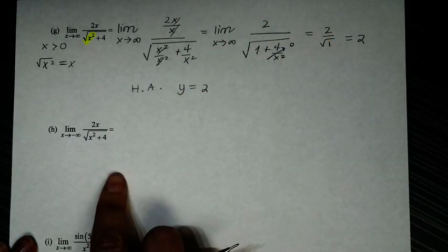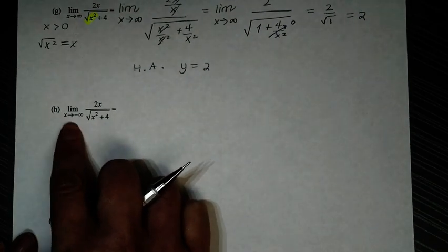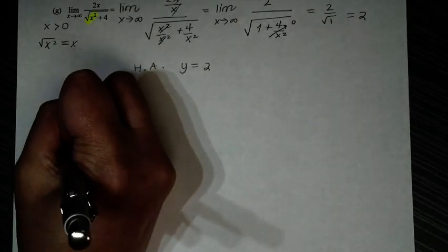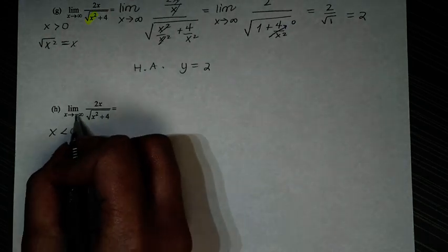If you analyze the same situation but with x approaching negative infinity, the big difference is going to be that x is going to be less than 0, because negative infinity is on the very left side of your graph.